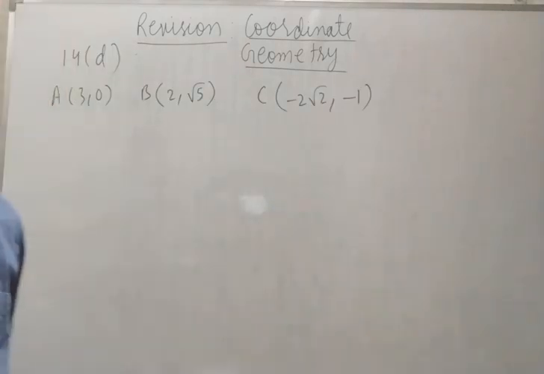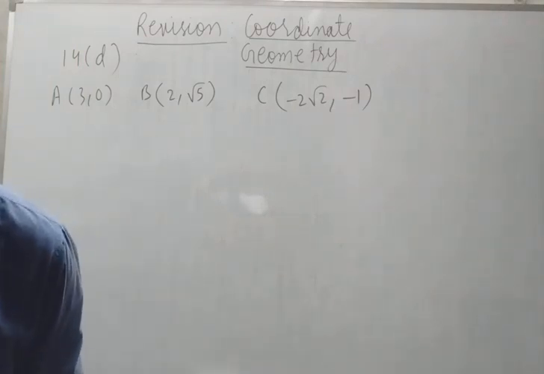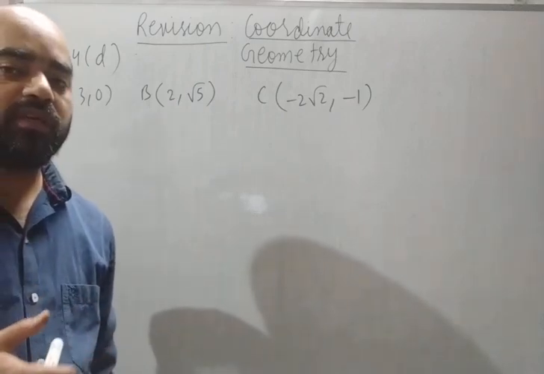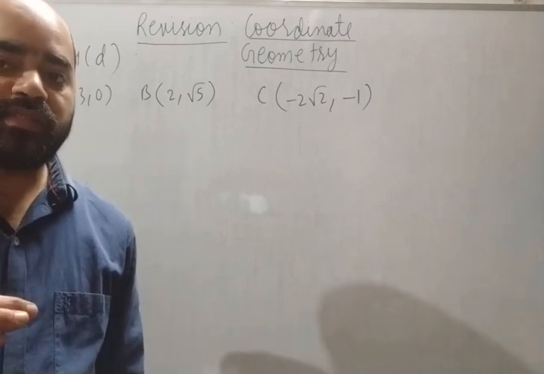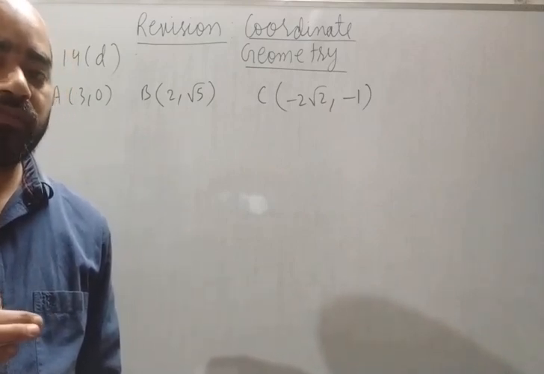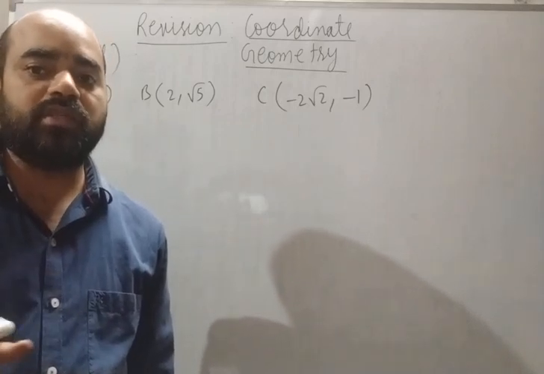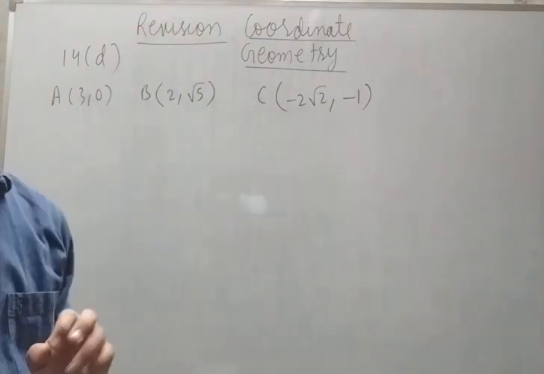So next is 14d part. Again we have to find the center of the circle passing through the points. What is the meaning of the center of the circle passing through the 3 points? Same question. The center of that circle which is touching the vertices of the triangle. It means indirectly what is asked? Circumcenter. And circumcenter is always equidistant from the vertices of the triangle.